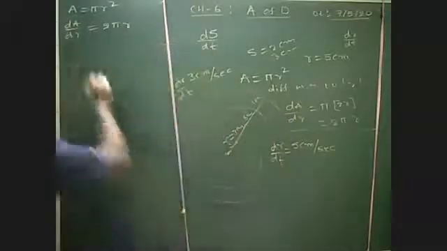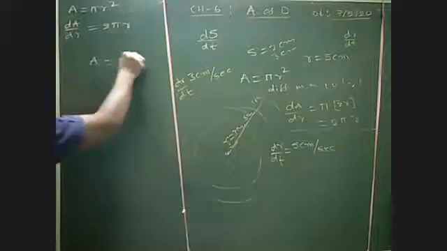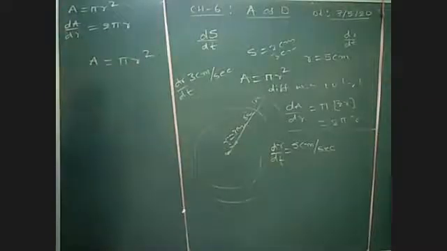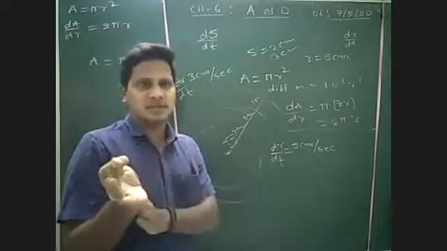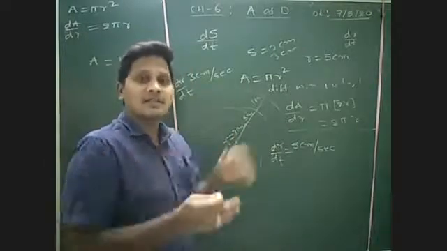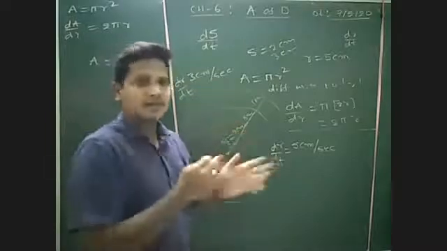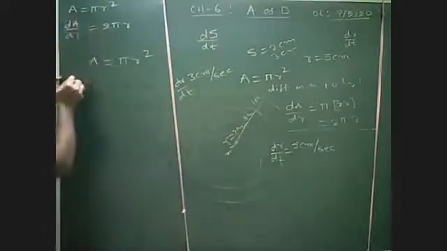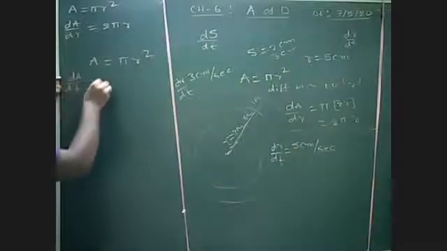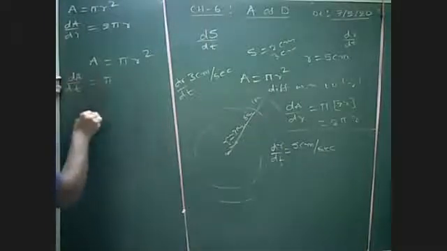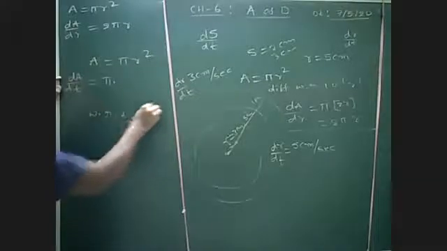For example, A is equal to pi r square, since we already know that the area of a circle is pi r square. With respect to time, how fast will the area change? How fast, in the sense, is again based on time. So differentiate with respect to time. So dA by dt is equal to pi r square with respect to t.